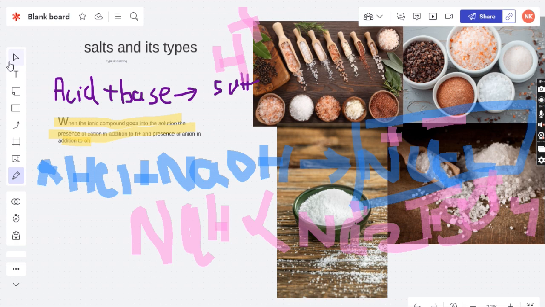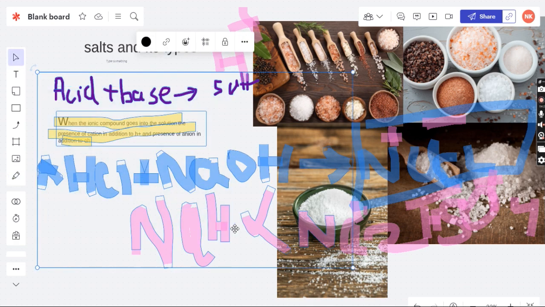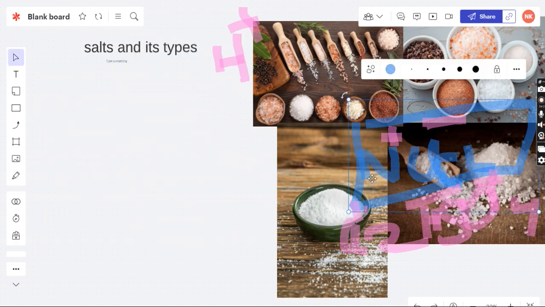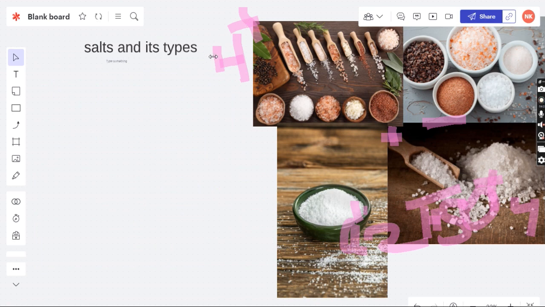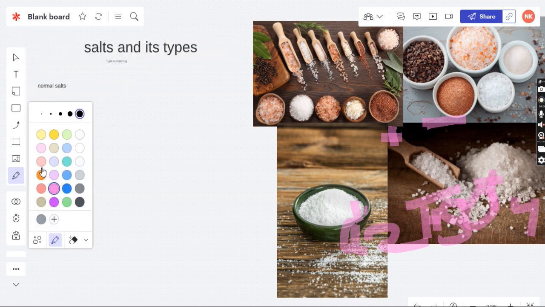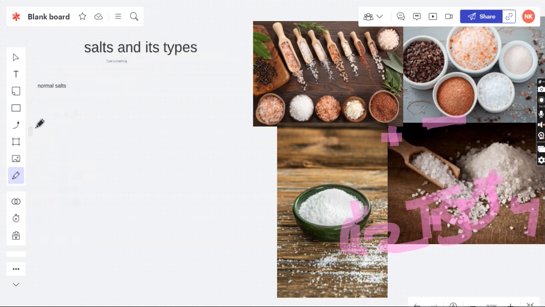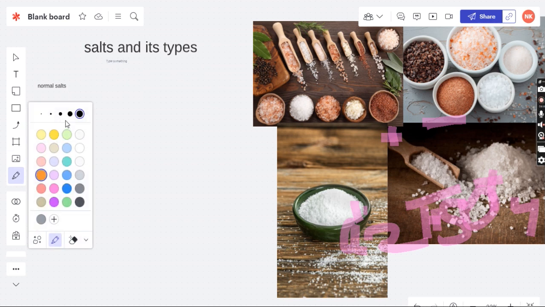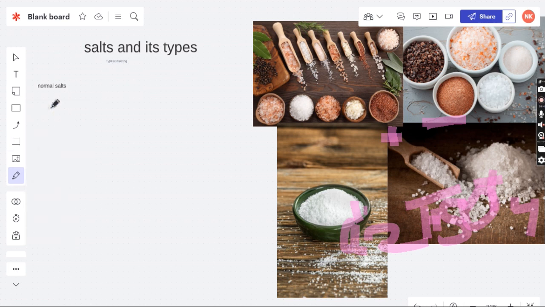So let's discuss the types of salt now. The first type of salt is acidic or normal salt. Let's talk about normal salt. Normal salts are formed when the acid combines with base. For example, the acid that we have here is, let's just say it.